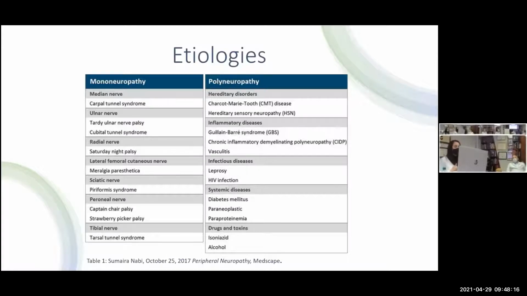And then in the polyneuropathies, they are grouped by hereditary disorders like the Charcot-Marie that we mentioned earlier, inflammatory like Guillain-Barré, vasculitis. Infectious diseases can also cause it, though not as common, things like leprosy and HIV. And then you have the systemic diseases like diabetes, paraneoplastic syndrome, paraproteinemia. And then of course, there's always drugs and toxins. Chemotherapeutic agents have been known to cause polyneuropathy, isoniazid, alcohol, as well as some heavy metal poisonings.